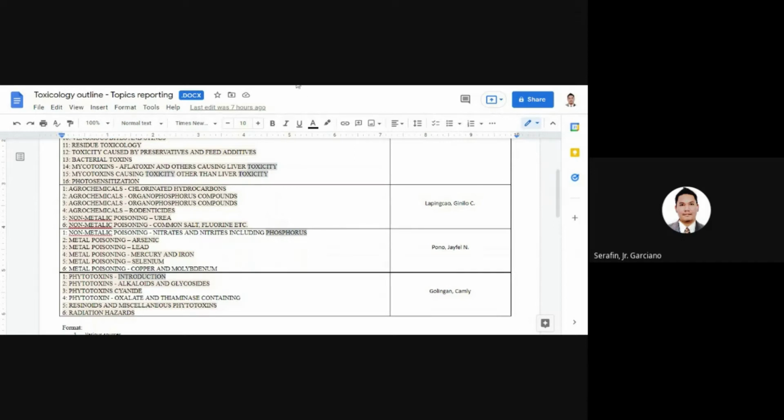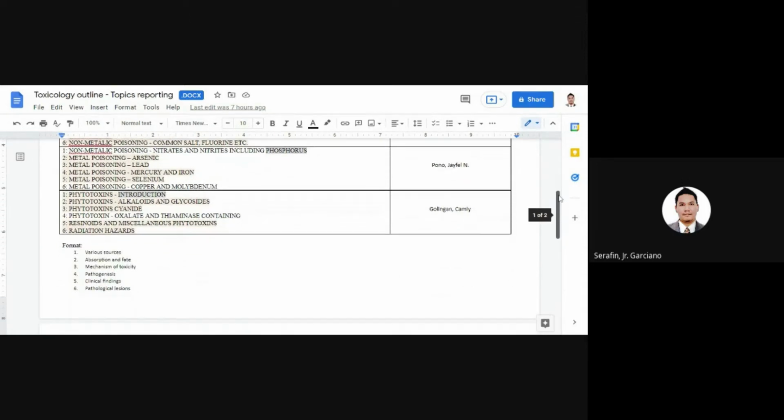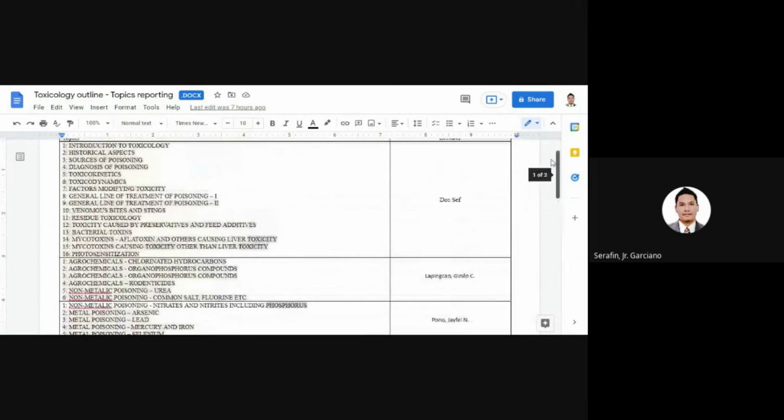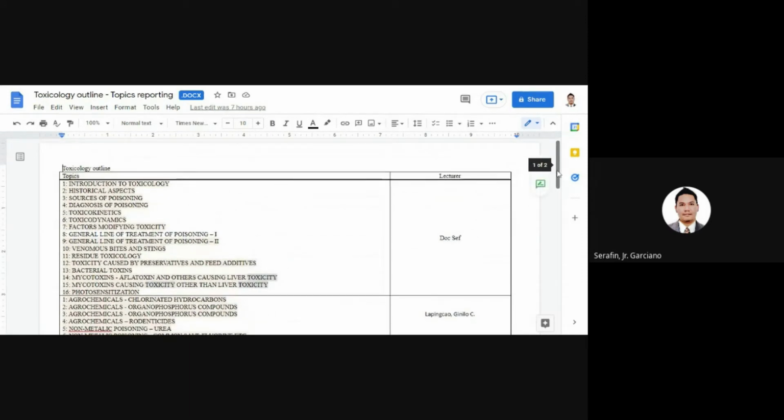After this, next, you also follow the format. Every report is various sources, then absorption and fate, then mechanism of toxicity, pathogenesis, clinical findings, and pathological lesions. Each report will have a question, and if you can't answer, your score will be deducted. So I want you to be prepared and knowledgeable about your report.